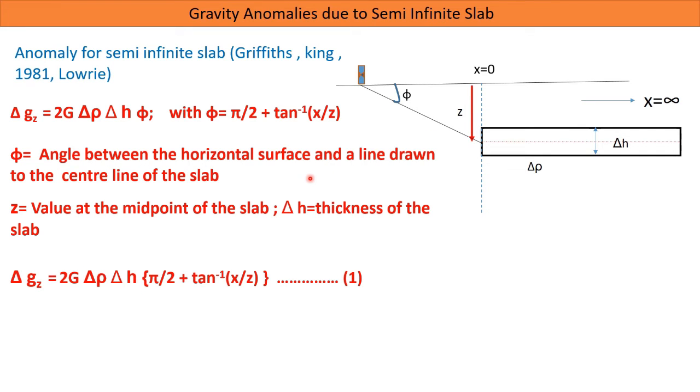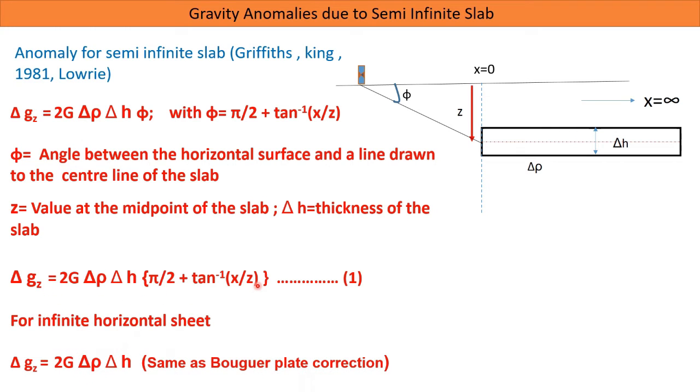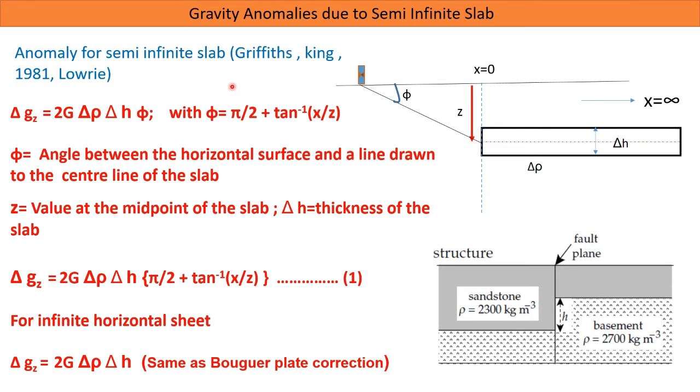So there are different aspects with that. The delta gz can be written with that formula. Now for an infinite horizontal sheet, that is the same as the Bouguer plate correction that I have already told, the 2πG delta rho delta h. Now we will see in what aspect this is very important. Actually, this is the model of a vertical fault.